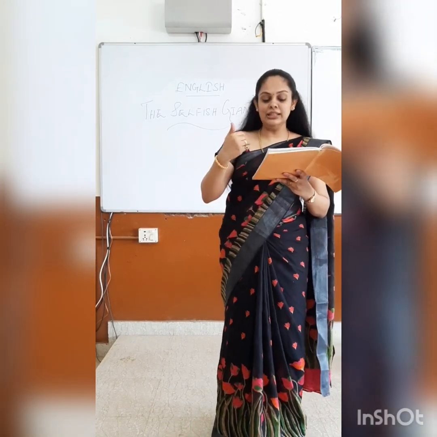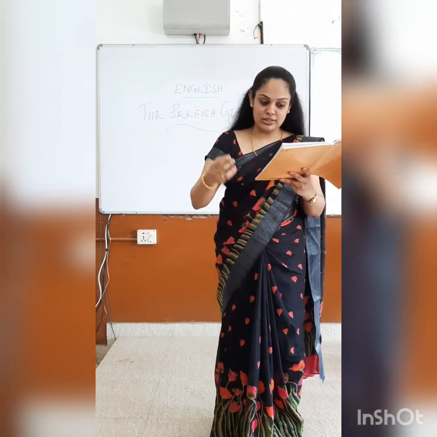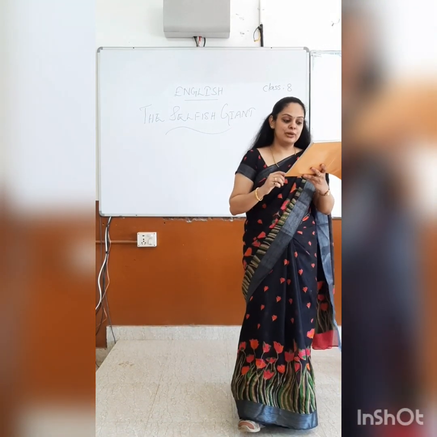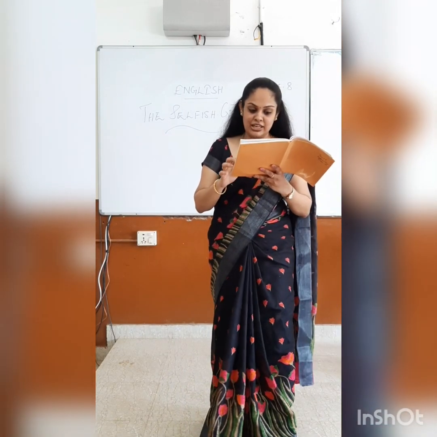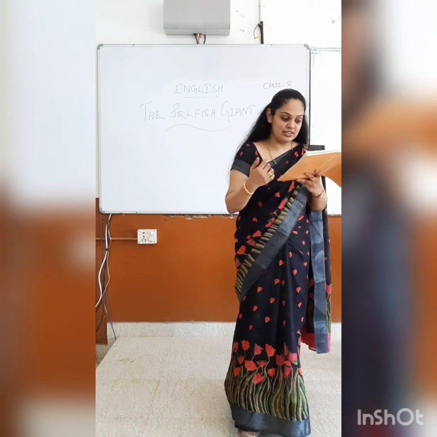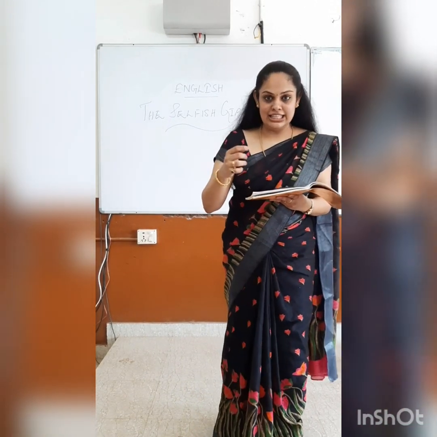Now to begin the lesson, this is a fictitious story by Oscar Wilde, and it revolves around a play garden which becomes lavish in the presence of children and dry in the absence of children. The story teaches us to treat kids in the right way. Now let's start the lesson.